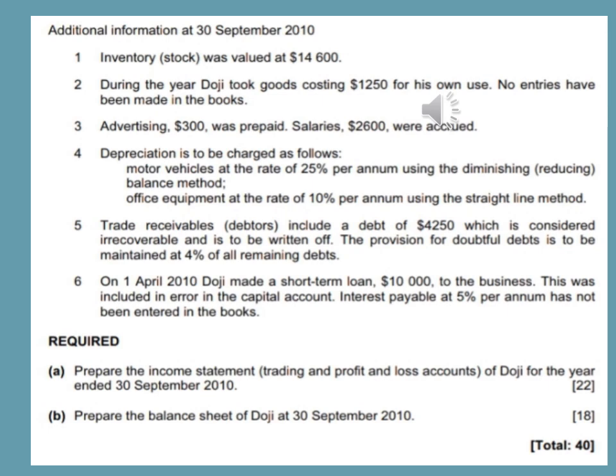If there is an increase in the 4% of the remaining debtors amount that we have taken out, we will record it as an expense in the income statement. And if there is a decrease in that amount that we have taken out as the 4% of the remaining amount, we will record it as an income under the gross profit, and we'll add it to the gross profit.